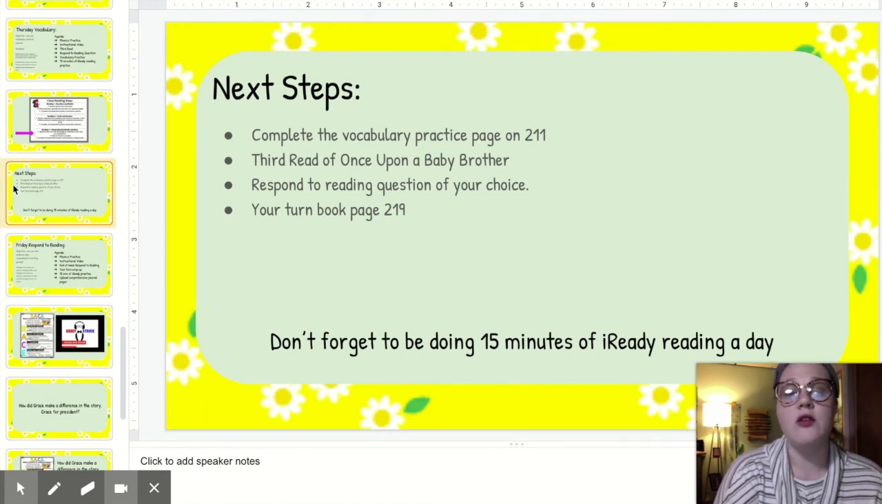Don't forget that you should be doing 15 minutes of iReady reading a day, and that you should be working on ABC Mouse or Wonders or other websites that are available to you for any extra practice you might need.